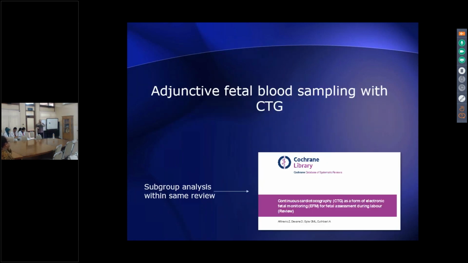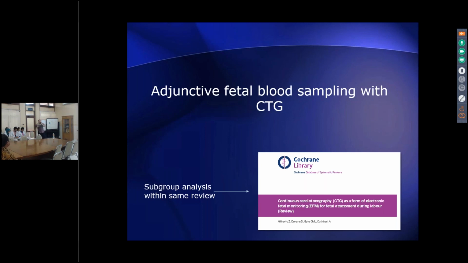So in that same Cochrane review, can I ask, do you use fetal blood sampling here? No? No, okay. Interesting, you don't. Most guidelines recommend you use fetal blood sampling in the presence of CTGs that are suspicious or abnormal, where delivery is being contemplated. But the fact you don't use it might be a good thing. So let me just explain.